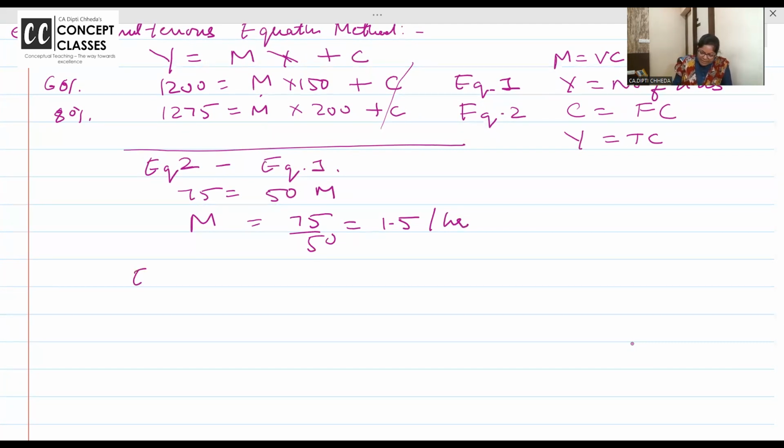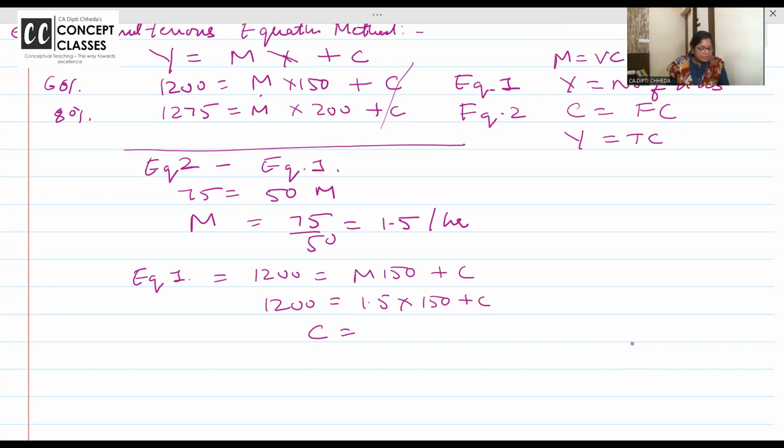Now, can I put this in equation 1? Equation 1: 1200 is equal to 150 M plus C. So 1200 is equal to 1.5 into 150 plus C. Can I get what is C? 1.5 into 150 is 225. So 1200 minus 225, that is 975, is the fixed cost, that is C.